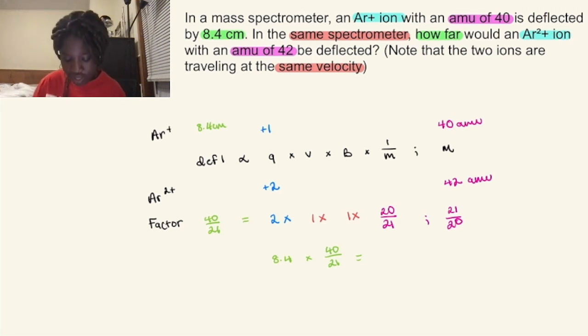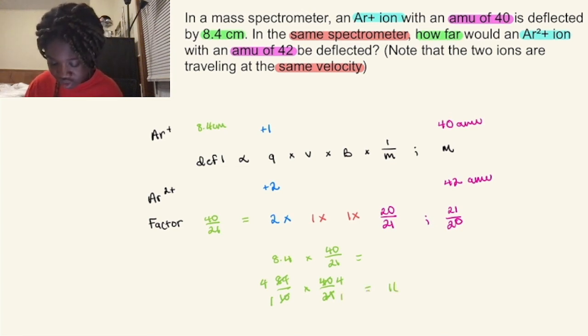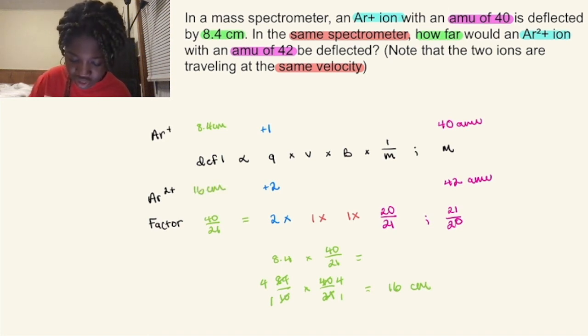But let's rewrite this as 84 over 10 times 40 over 21. 10 goes into 40 4 times. 21 goes into 84 4 times. So its deflection is 16 centimeters. That is our final answer and our solution to this problem.